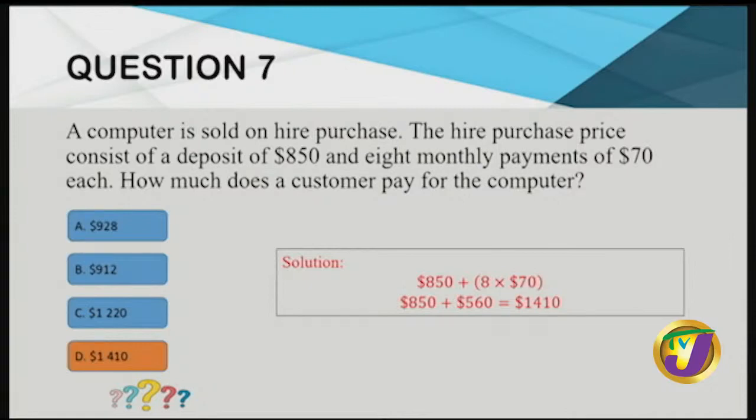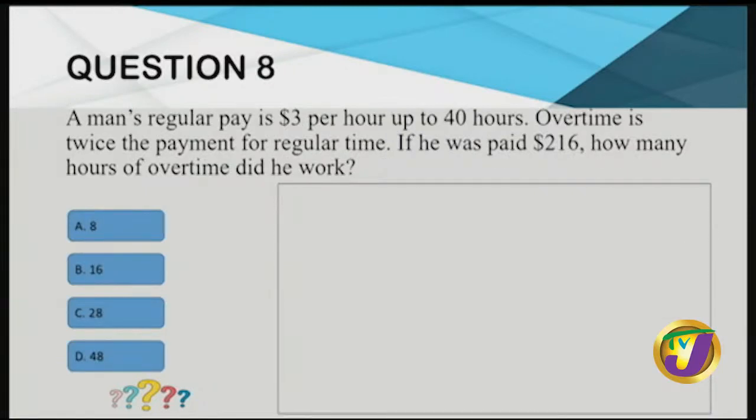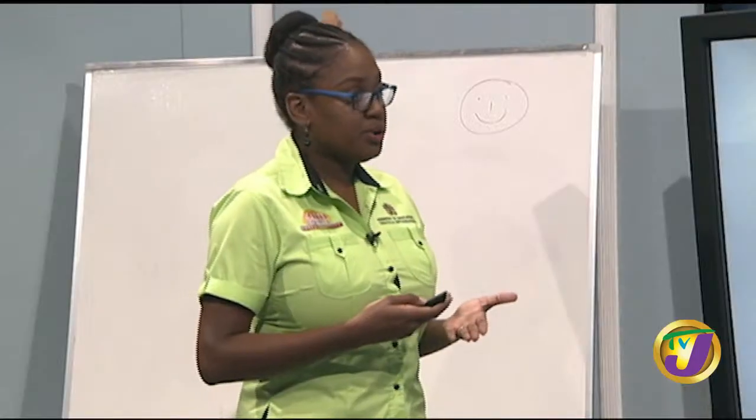Question 8. A man's regular pay is $3 per hour up to 40 hours. Overtime is twice the payment for regular time. If he was paid $216, how many hours of overtime did he work?